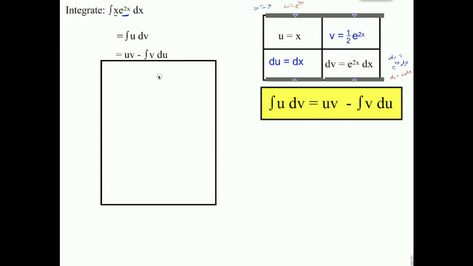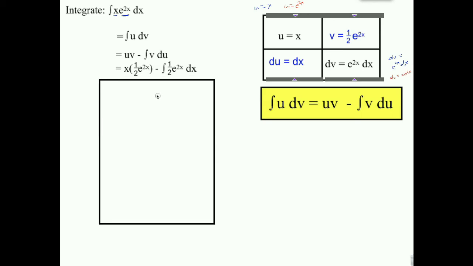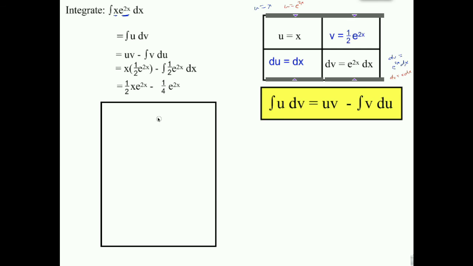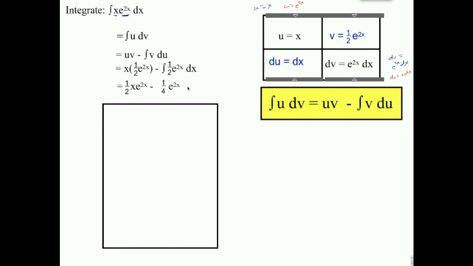Plug in u, which is x, plug in v, which is 1/2 e to the 2x, minus the integral of v. V is just 1/2 e to the 2x times du. Substituting there, you just put in dx. So there's what we have. Our product on the left there, we can just do 1/2 x e to the 2x. We can integrate 1/2 e to the 2x, and we're going to get 1/4 e to the 2x, and we should put plus c.